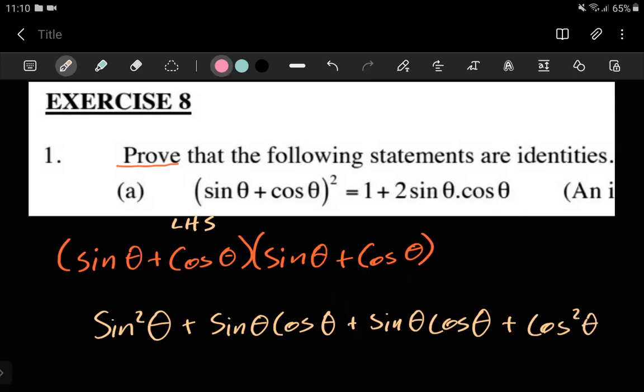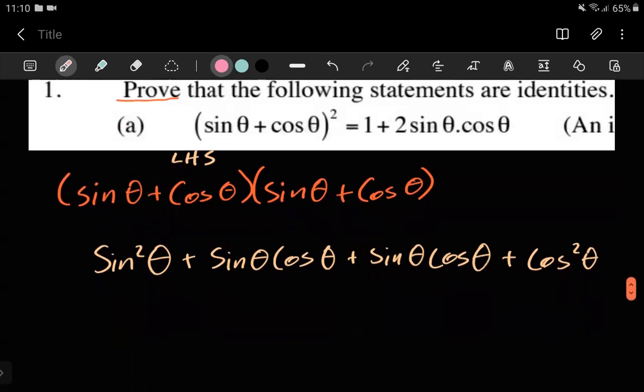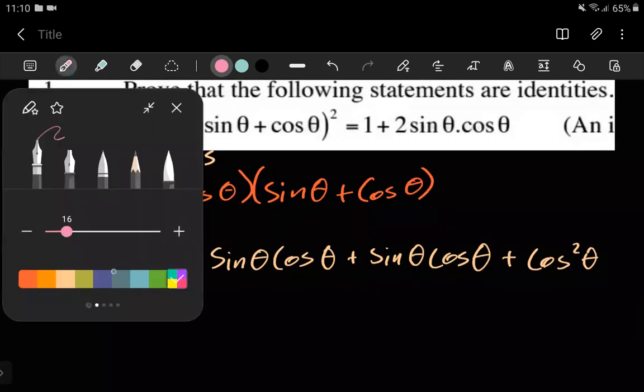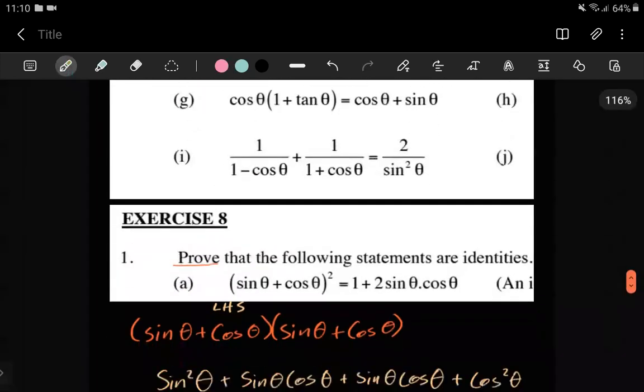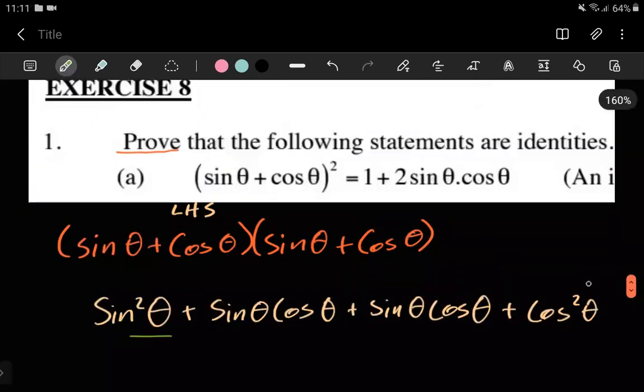If you look at how things are, I'm sure you can see things are just coming together now. Because remember, with identities, what does this and this give you? The sine squared theta plus the cos squared theta.